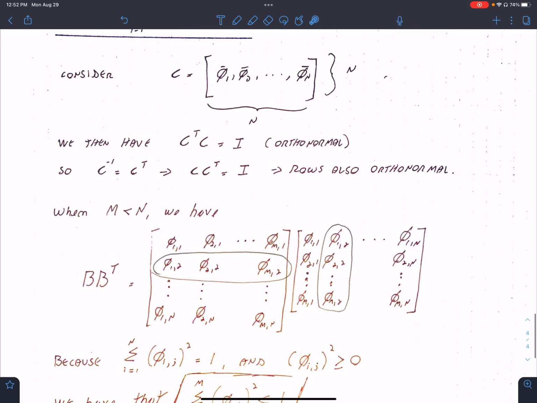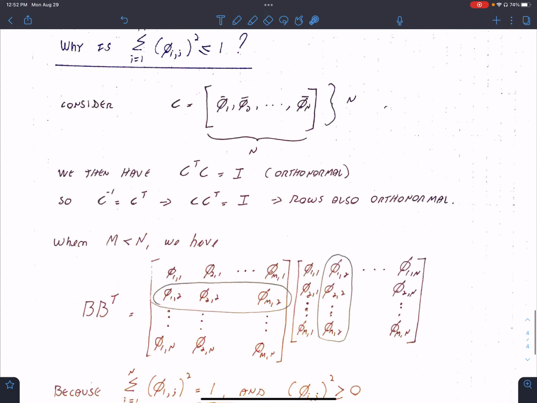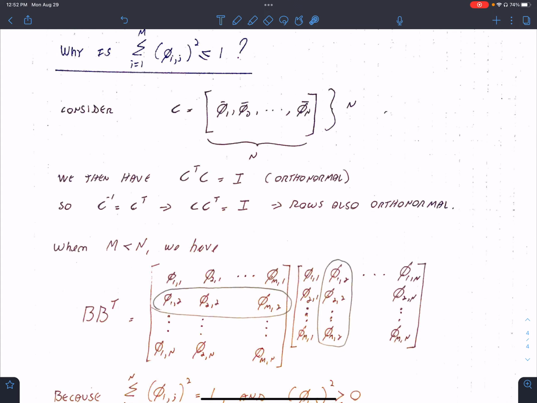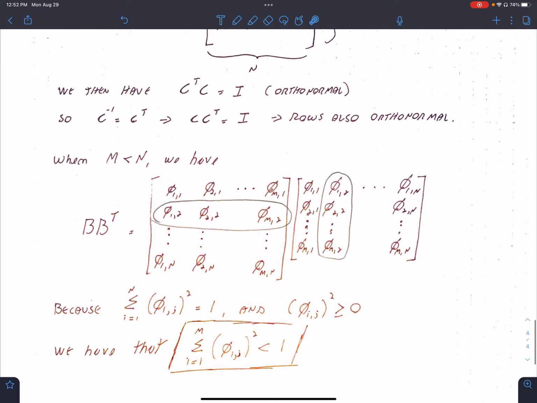But that's not our identity. If the matrix was square, summing along the rows and summing along the columns would give us sums that are all 1. But if I'm not summing all n of them, but only m of them, then this inequality should hold. Why is that? Let's expand this matrix, where m is less than n. The size of the vector is still n, but we only take m of them, and multiply B times B transposed.